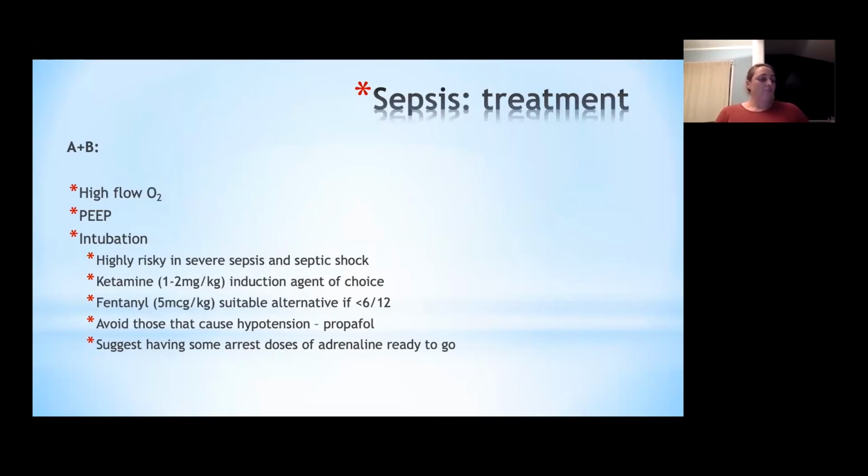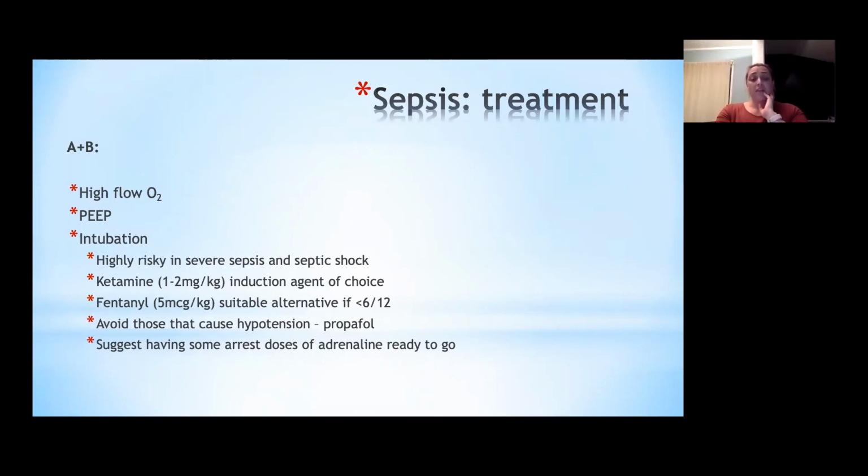In terms of treatment, so for A and B, you're going to put high flow oxygen on a septic patient. You might need to provide a little bit of PEEP. You're probably going to intubate. This can be quite risky in severe sepsis and septic shock. You're going to want to choose ketamine as your induction agent of choice. Propofol will drop their blood pressure, which, if they're already teetering on the edge or already becoming hypotensive, you're just going to drop them out. You're going to lose their cardiac output pretty quick.